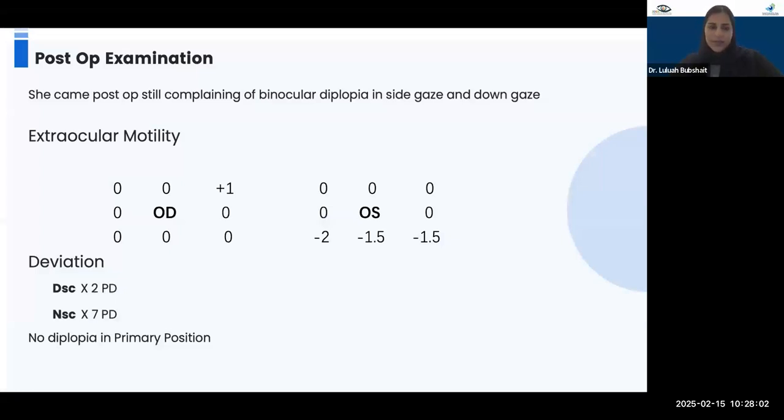At the post-op visit, she came still complaining, unfortunately, of binocular diplopia in side gazes and in down gaze. Her extraocular motility had changed. The inferior oblique overaction in the right eye is still there. And in the left eye, she had a limitation in infraduction, about -1.5 to -2. Her deviation in primary position was the same, with no diplopia in primary position. She has only exophoria at distance and at near.